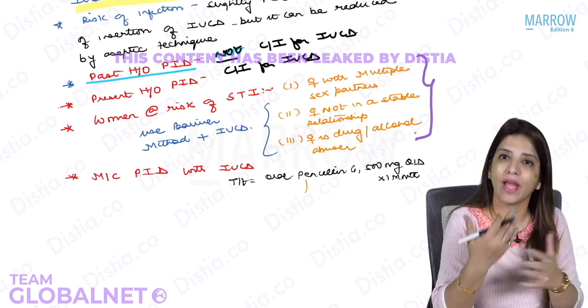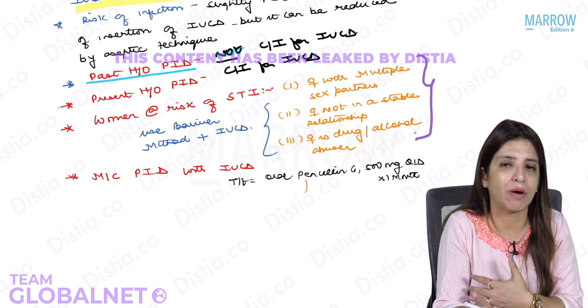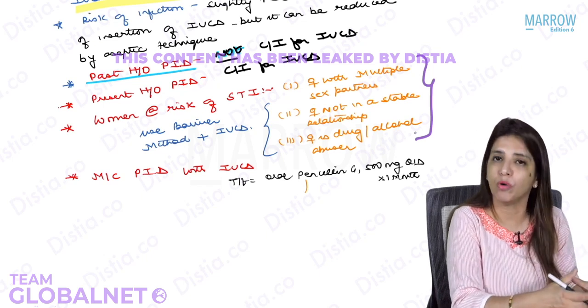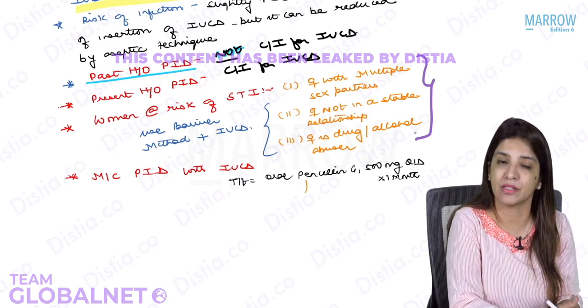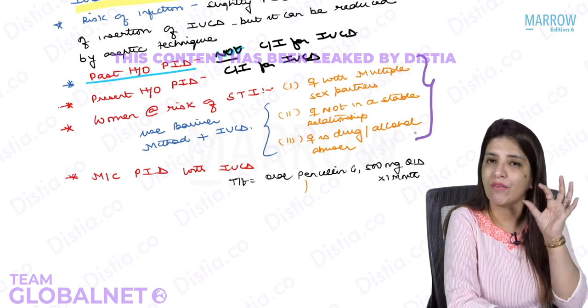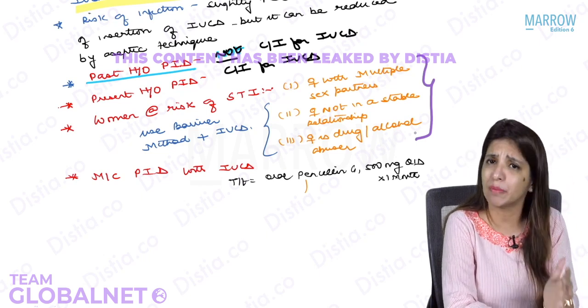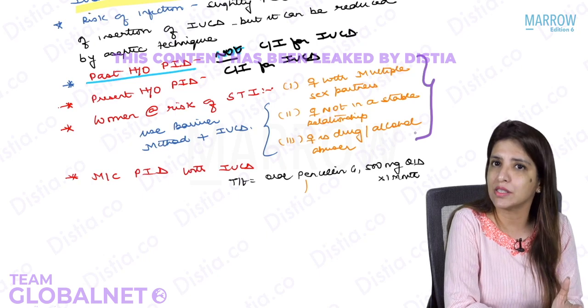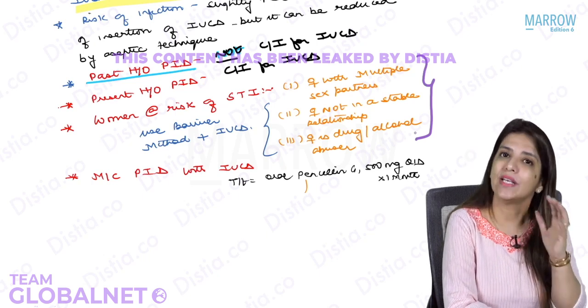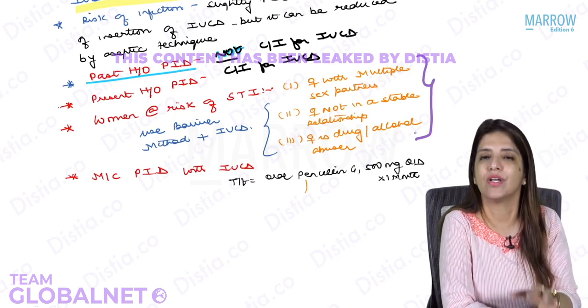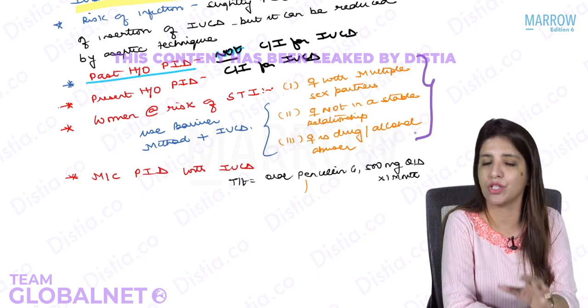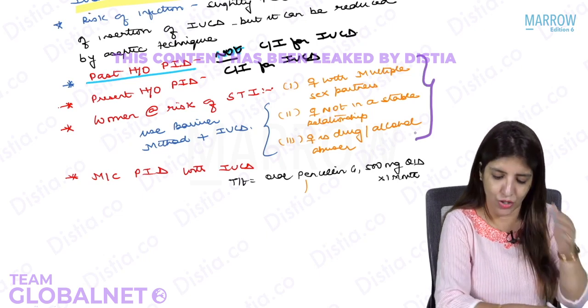But yes, to prevent the infection from transmitting to the partner, you use a barrier method along with IUCD. Same is over here. If you have a high-risk female who has multiple sex partners, who's not in a stable relationship, or who is a drug or alcohol abuser, it's better that along with IUCD, you use a barrier contraceptive.